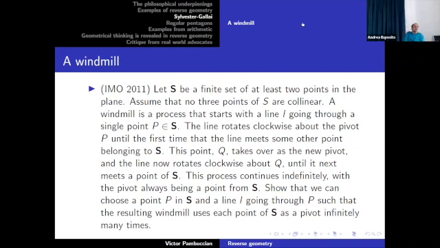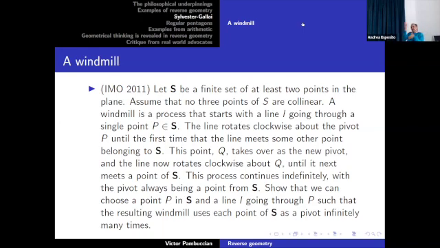Now you continue with a clockwise rotation always around that pivot until you hit another one. Now this other one becomes a pivot and you continue this way. Well, the problem has to show that we can choose one of these points and a certain line, a certain starting position for this windmill process, so that the windmill will go through all the points of the finite set indefinitely many times.